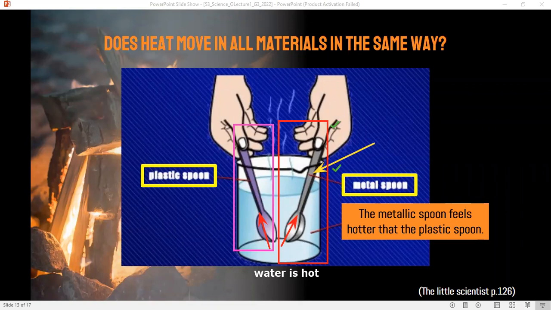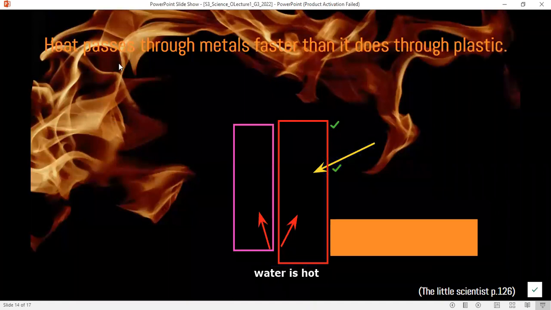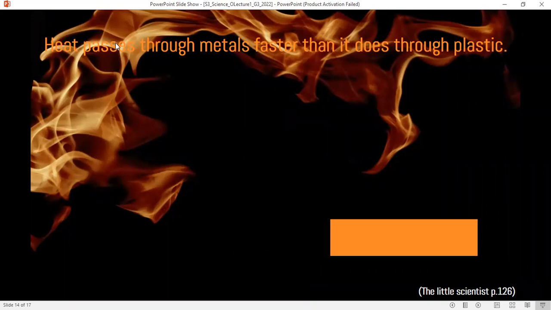Okay? Metals are good conductors of heat. They let heat pass through them easily. Heat passes through metals faster than it does through plastic.